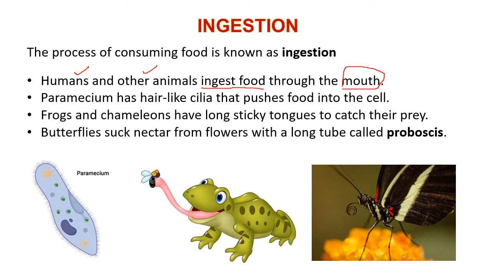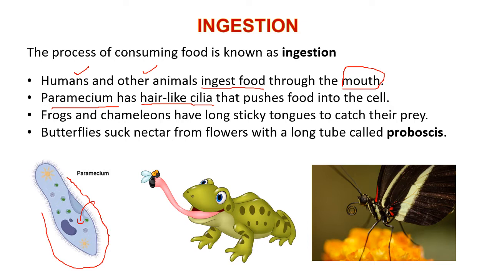This is an example of a single-celled, very small, microscopic organism called paramecium. This paramecium has hair-like components. They call them cilia, right? So these hair-like cilia are there. Look at this on every side of the paramecium. They capture the food and push the food inside the cell. So they consume food with the help of their hair-like structures called cilia.